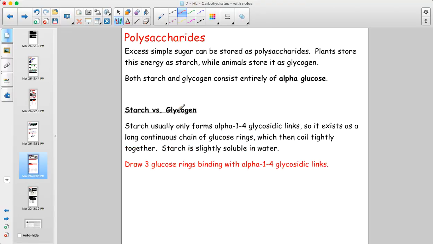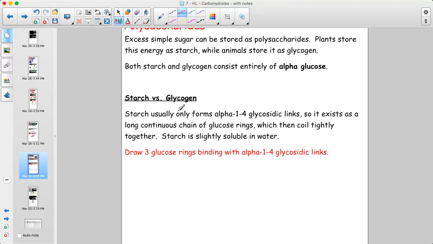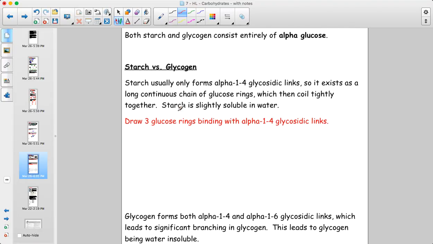In HL, you also need to know a bit more detail about how starch, glycogen, and cellulose are different, in terms of the types of linkages that they make.